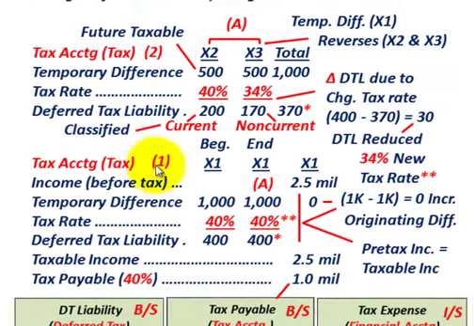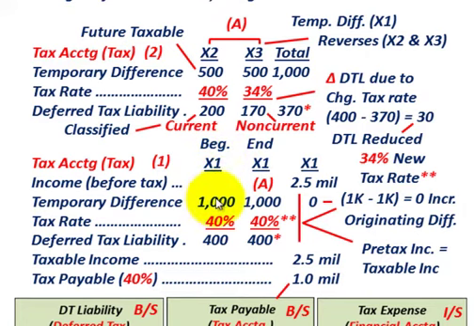So let's look at our example, from the tax accounting perspective. We're going to be looking at year X1, at the beginning of the year and at the end of the year. This is where we're going to have a temporary difference that's going to result in a future taxable amount. This temporary difference is going to reverse itself in year X2 and year X3. But let's start with year X1.